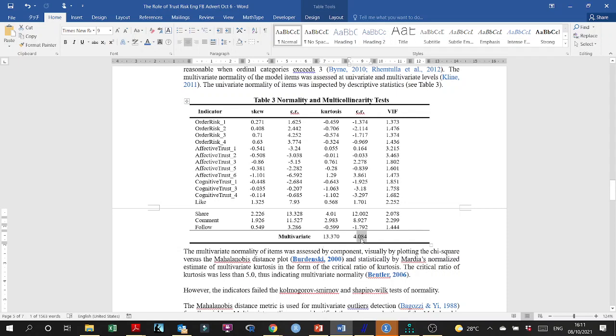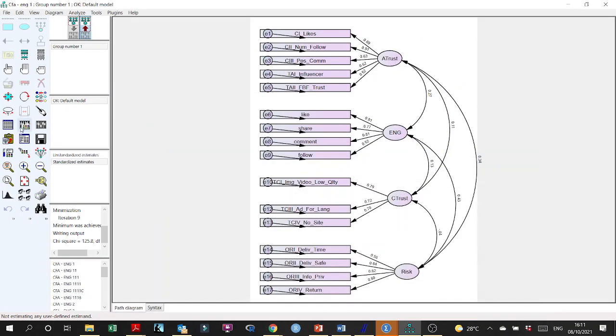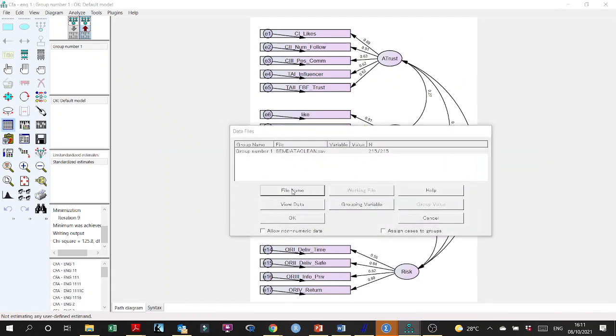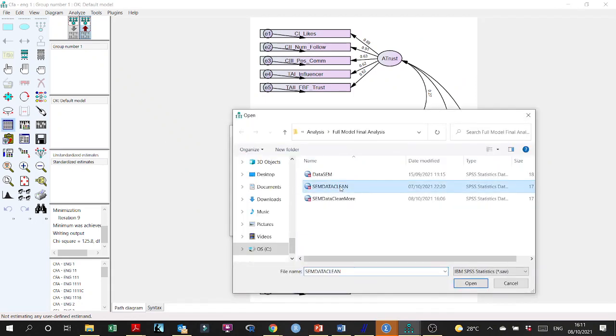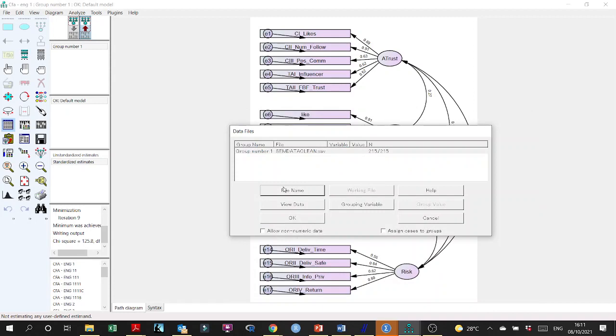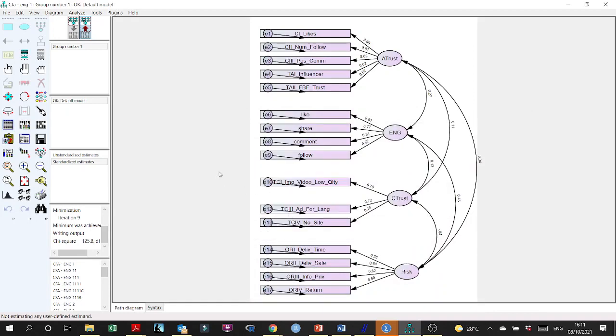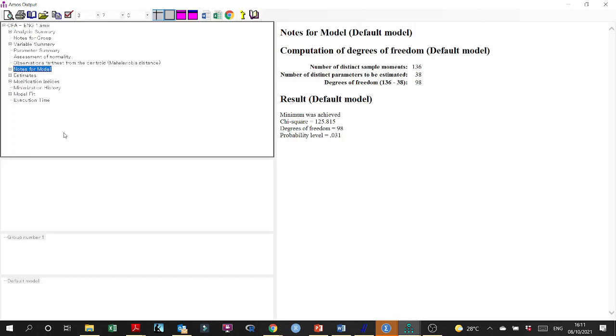Now I tried to further delete some of my Mahalanobis distance points, and I'm going to show you something quite interesting here. This is the data with only 10 points deleted. I ran the model, and now I'm going to take a look.